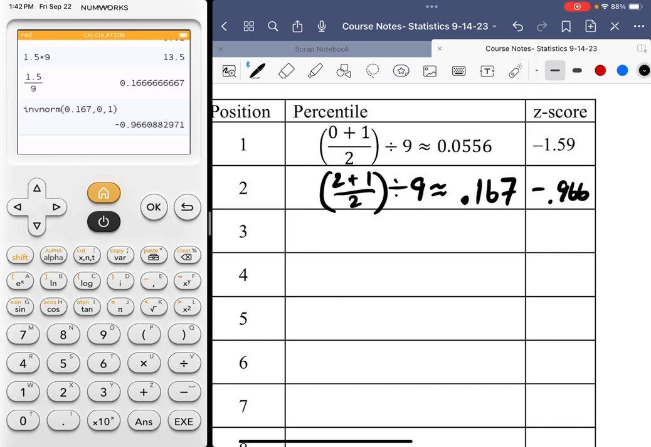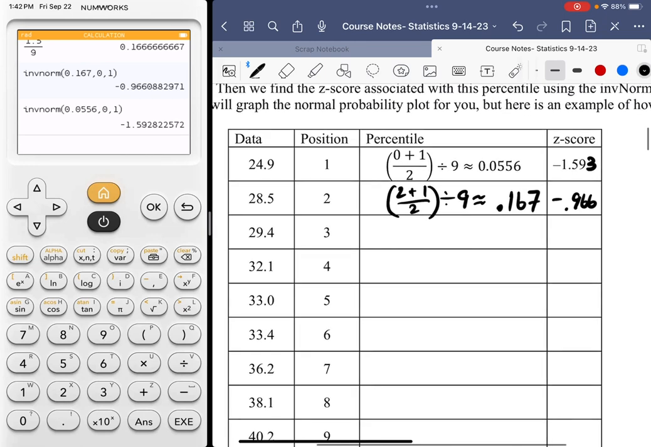0.966. And I could show you really quickly for the previous one. Just replace that with a 0.556, and you see it returns negative 1.59, really negative 1.593, to keep with our rounding approach to things.